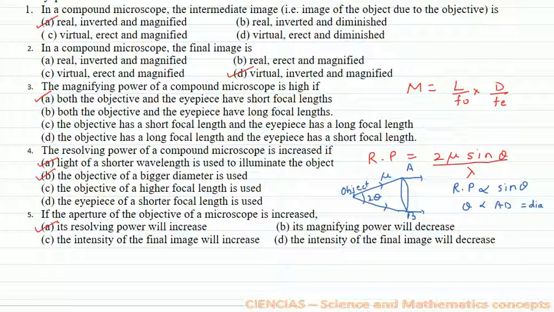Option C, the intensity of the final image will increase. Definitely the intensity depends upon the diameter or the size of the aperture. If the aperture size is more, means AB is more, since theta is increased, therefore resolving power will also increase and intensity will also increase. So option C is also correct. Now for option D, the intensity of the final image will decrease. No, we are saying the intensity of the final image is increasing, therefore intensity cannot decrease. So option D is not the correct option.